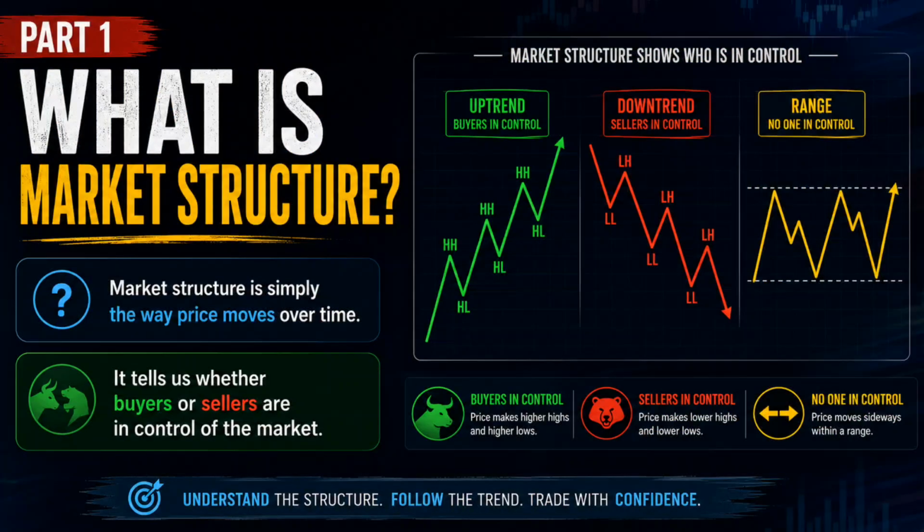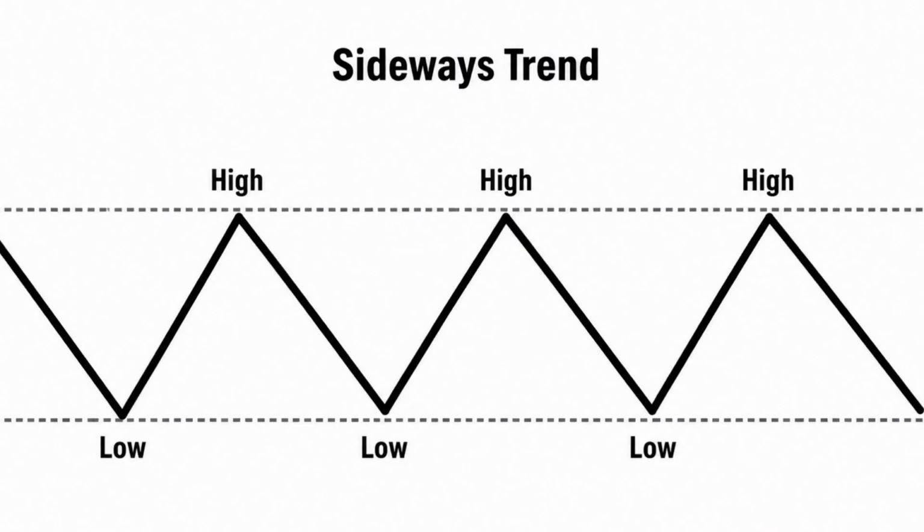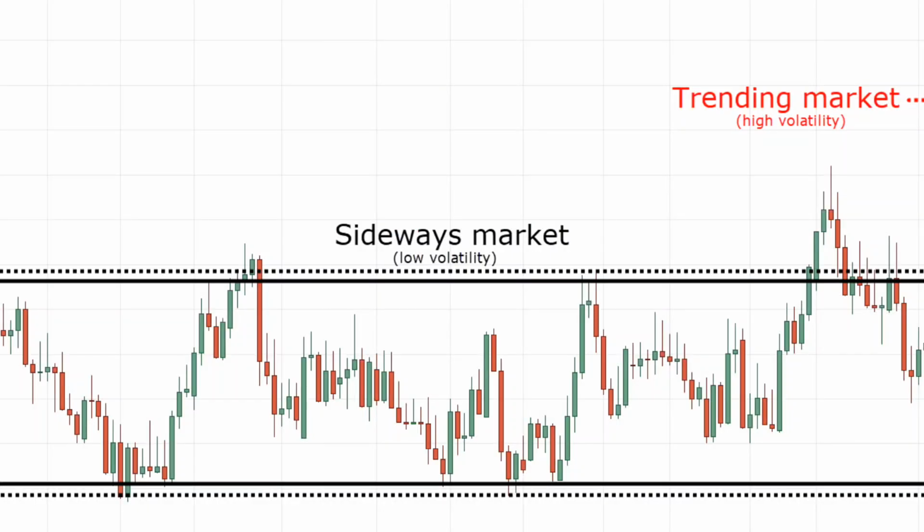What is market structure? Market structure is simply the way price moves over time. It tells us whether buyers or sellers are in control of the market. Every market moves in one of three ways: uptrends, downtrends, sideways. Understanding market structure helps traders identify the overall direction before looking for trading opportunities.